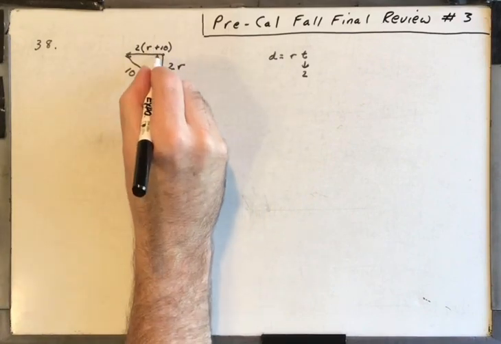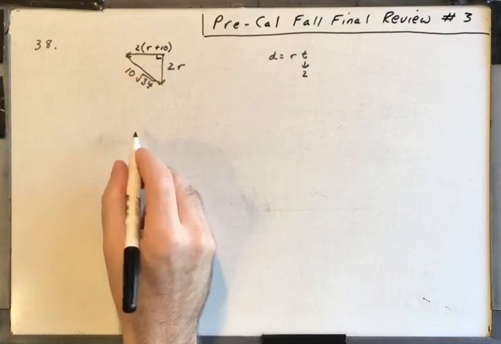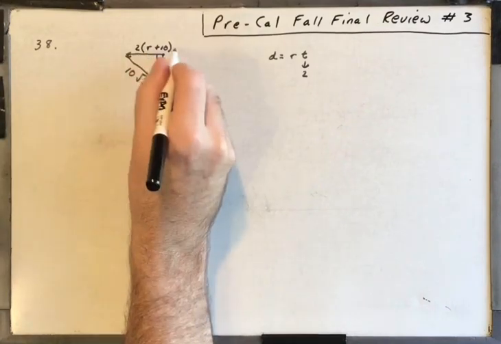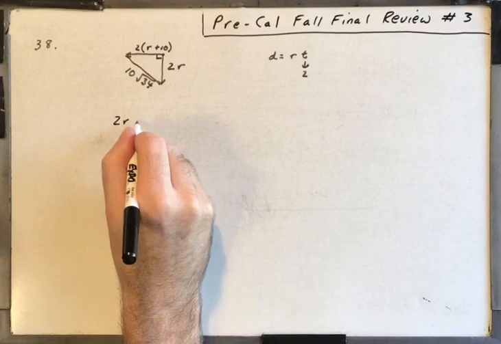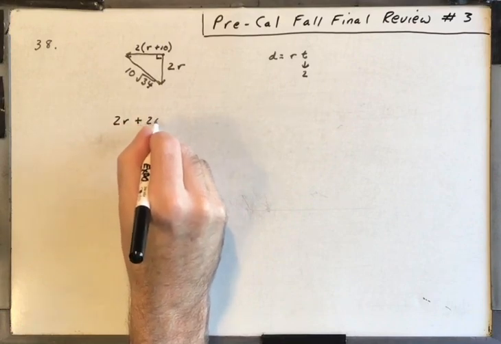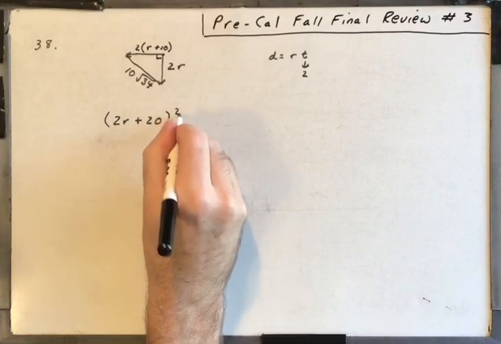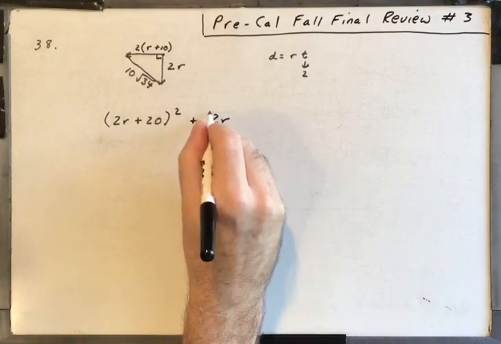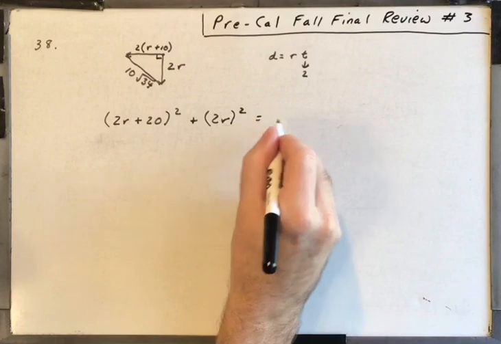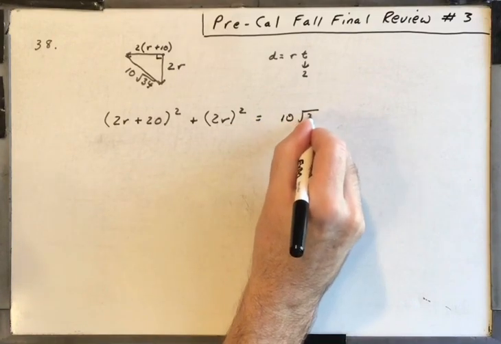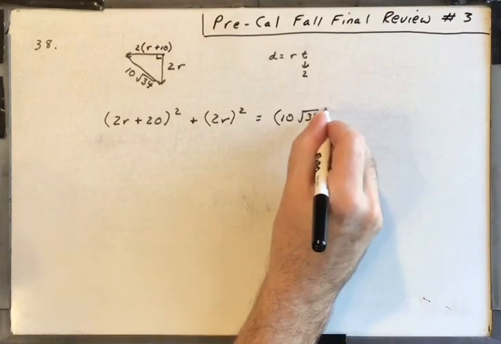Now this is a right triangle, so we're going to use the Pythagorean theorem. I'm going to distribute that 2r plus 10, so that'd be 2r plus 20. 2 times r, 2 times 10. That's squared plus 2r all squared is equal to 10 times the square root of 34 all squared.